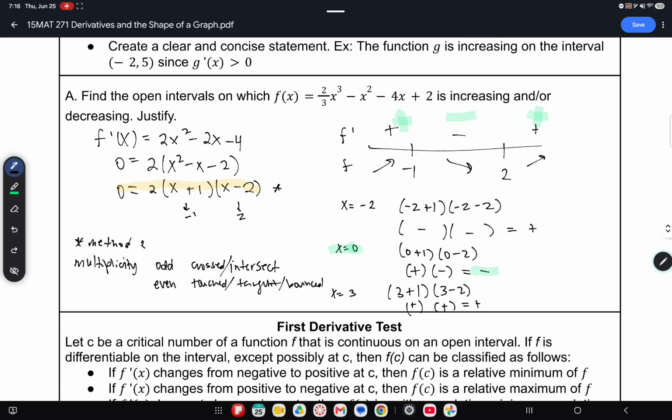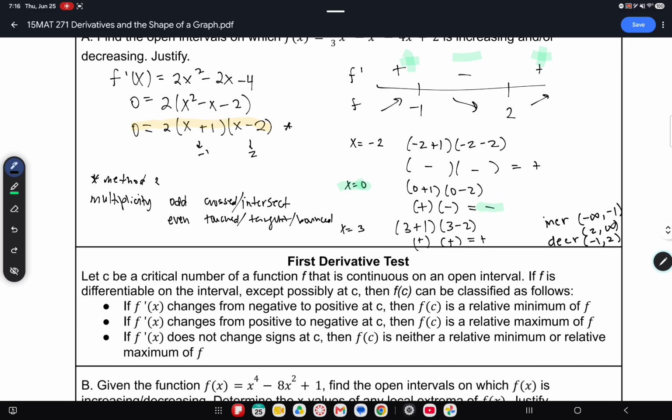All right. So then if we want a final answer, we are increasing from negative infinity to negative 1 and from 2 to infinity. And then we're decreasing in between. So from negative 1 to 2, right?